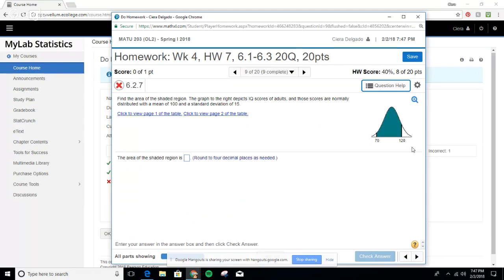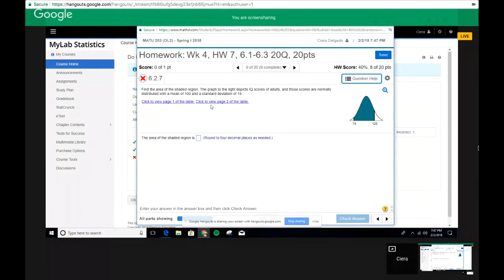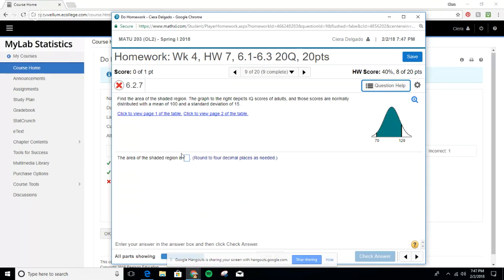See, it just changes it slightly. So now we have 70 and 120. Okay, so let's try this. So z equals, we'll do low first. z equals 70 minus the mean, which is 100, over the standard deviation of 15. So we're going to go 70 minus 100. Negative 30 divided by 15 is negative 2. For the z, for 1 z.